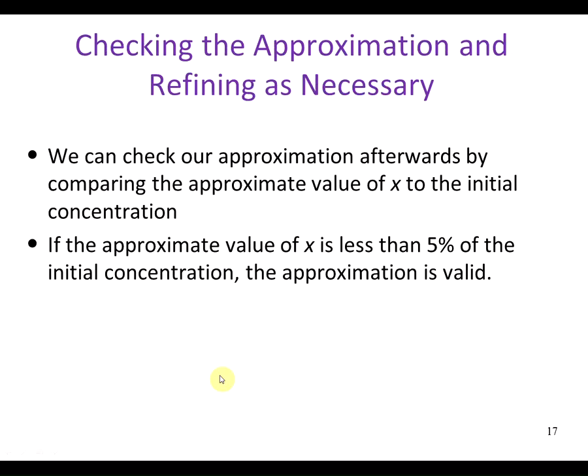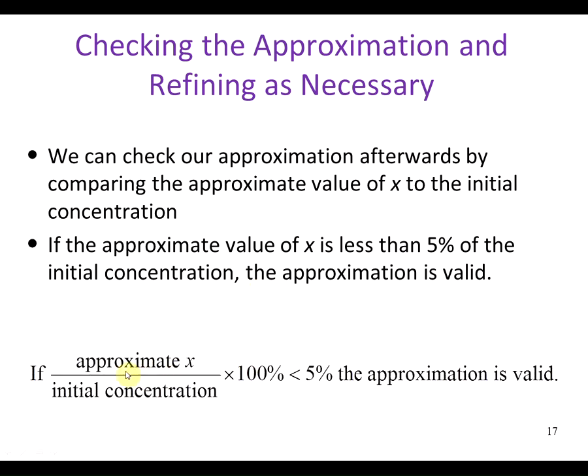Now we also have to check the approximation afterwards by comparing the approximate value of x to the initial concentration. If that x value is less than 5% of the initial concentration, then it's okay to use that approximation. So we take the approximate x over the initial concentration times 100, and if that's less than 5%, then we can use that approximation.